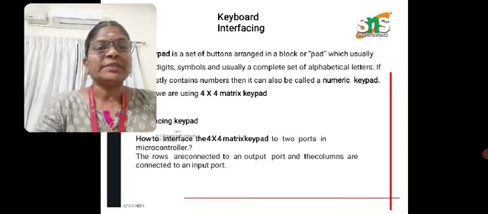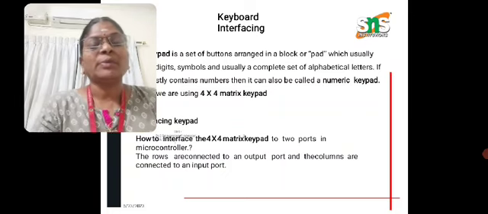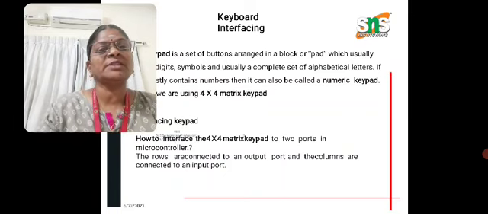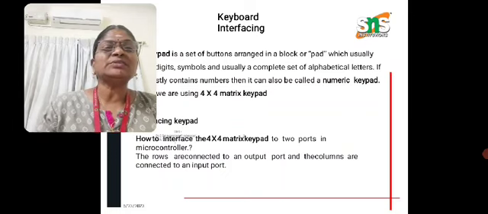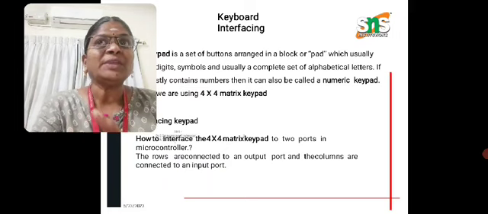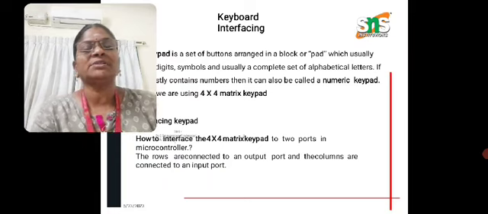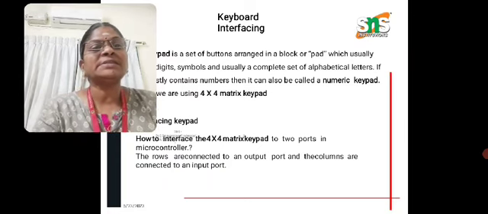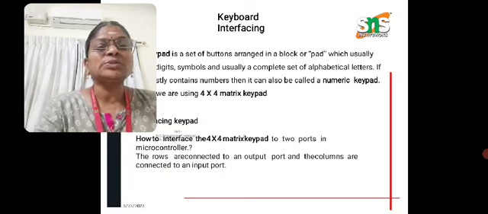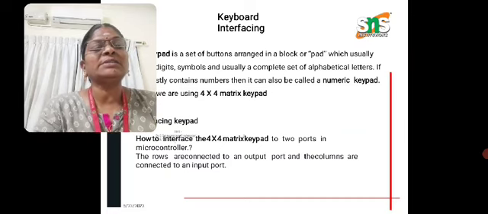We all know very well about the keypad, right? We have a keypad in all our mobiles, in our laptop systems, everywhere in our day-to-day life we are using a keypad. In a keypad we have a set of buttons arranged in a block or pad, which usually consists of digits, symbols, and usually a complete set of alphabetical letters, and it also contains numbers. Then it can also be called a numeric keypad.